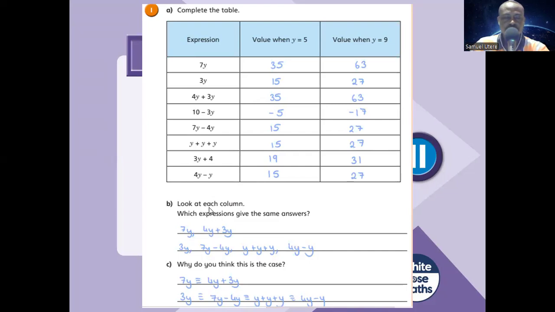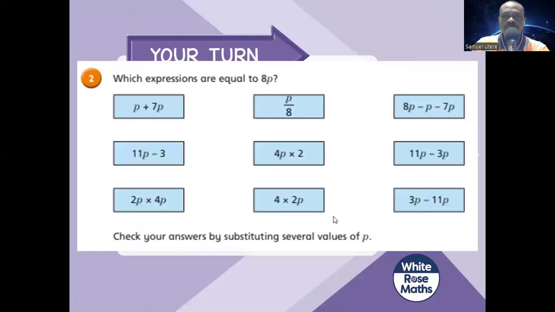And then here you're told to look at each column, which expressions give the same answer. All right, which ones give the same answer? Then you can clearly see those. Okay, and then you ask, why do you think this is the case? Of course, that's the case because of equivalence.